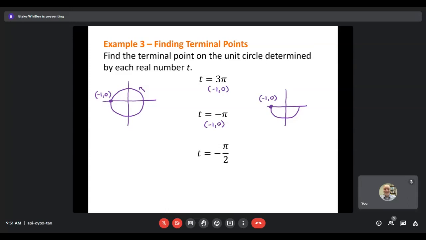And then our last one here, -pi over 2. So negative, meaning we're going in a clockwise direction. Pi over 2 is only a quarter of the way around. So we're going to end up down here. So this time, the x value is going to be 0. Our y value is going to be -1. And so our terminal point is 0, -1.